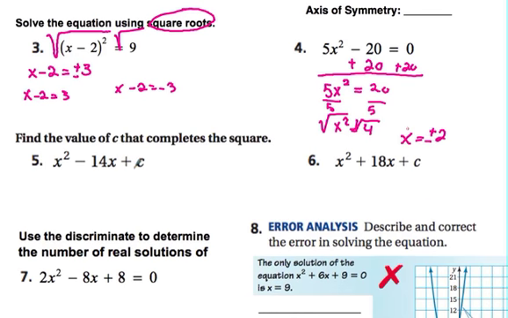Here, to find the c, we divide the middle term. So this is a, b, and c. We divide b by 2 and then square. And that's going to be the value of c.